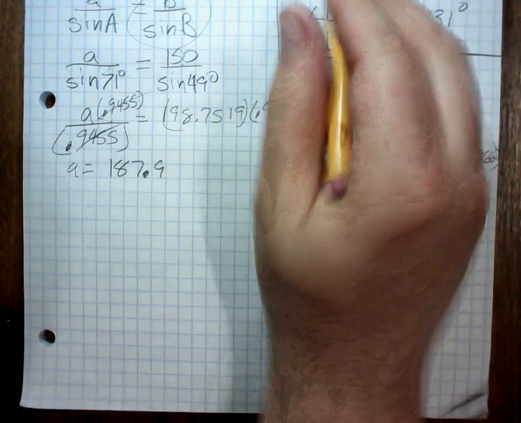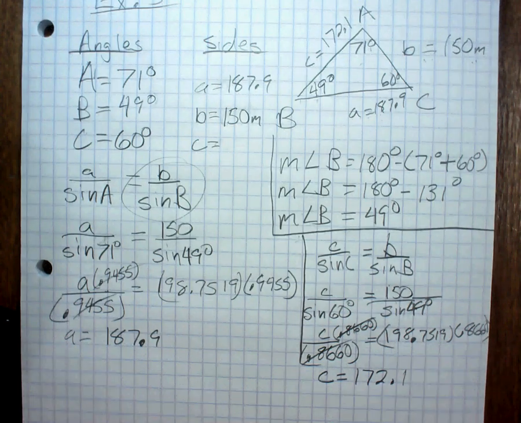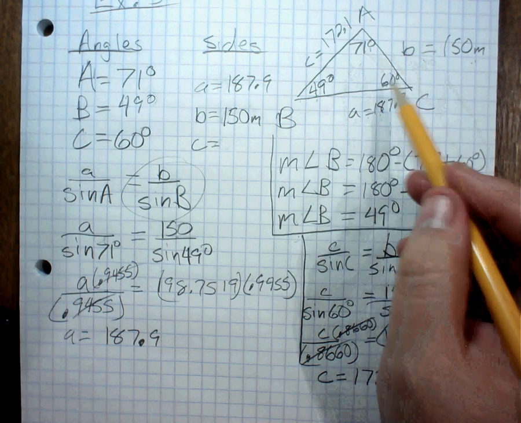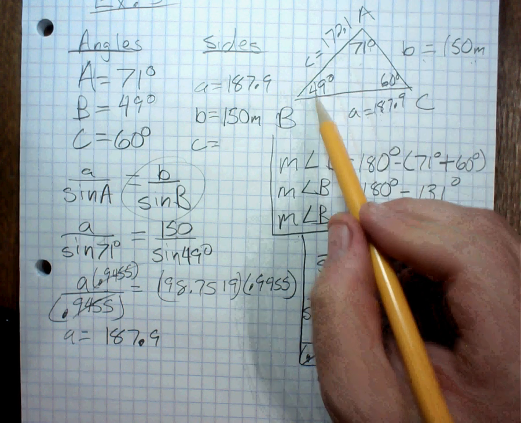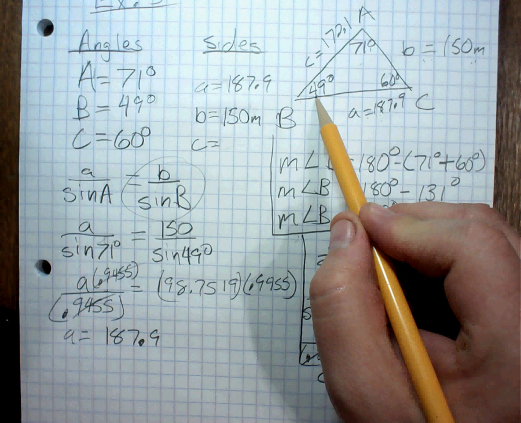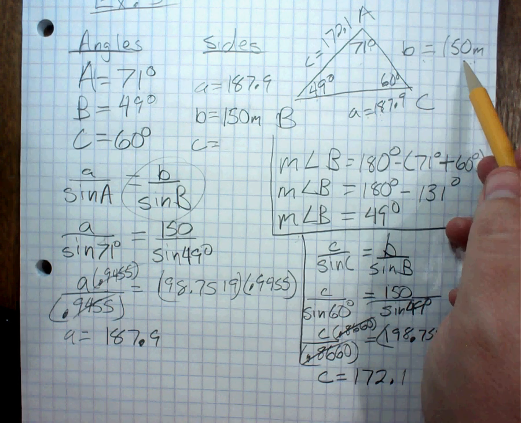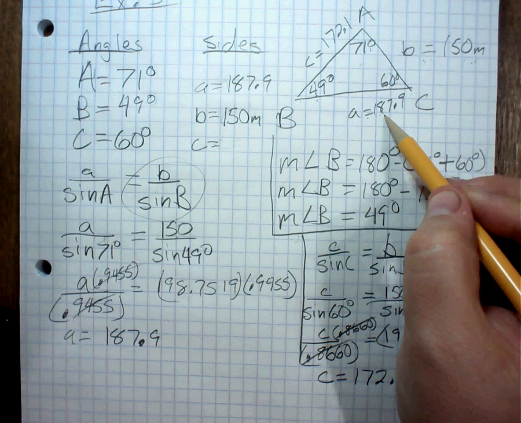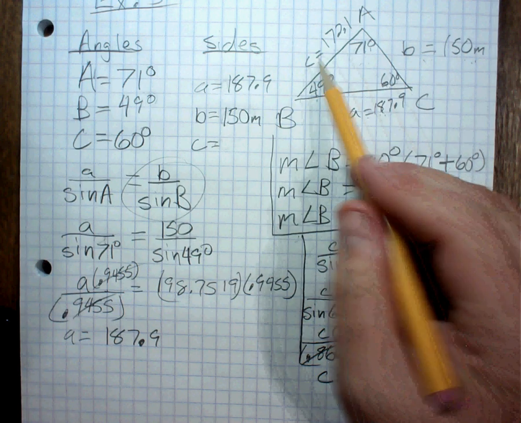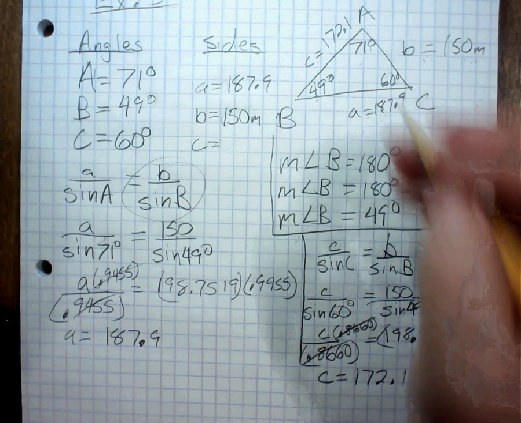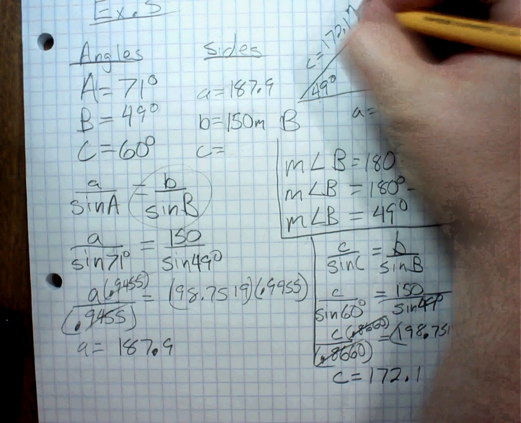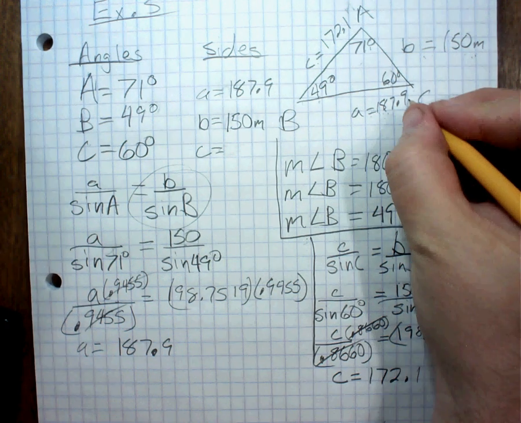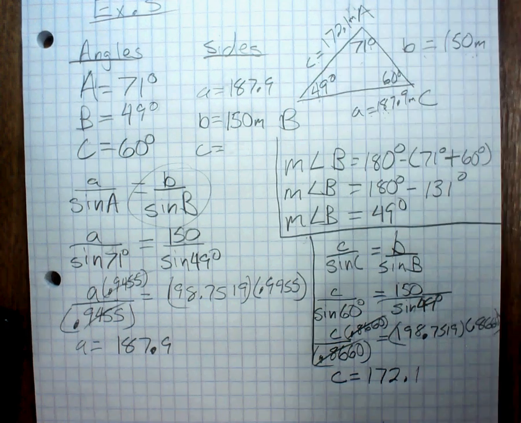Now that's interesting because if you look at the triangle, 60 degrees falls between 71 degrees and 49 degrees. It's right in the middle. And if you look, lowercase b is 150 meters, and lowercase a is 187 meters, and lowercase c falls right in the middle of that. Does that make sense? So I just realized I need to label these with meters. You guys know it's meters, so I'll squeeze a little m in here.